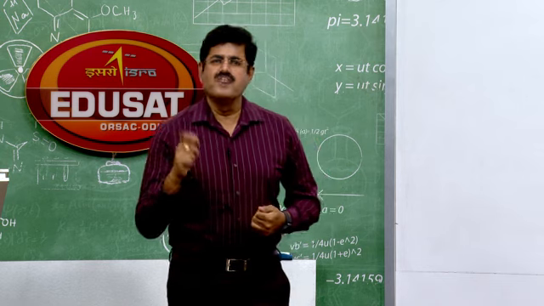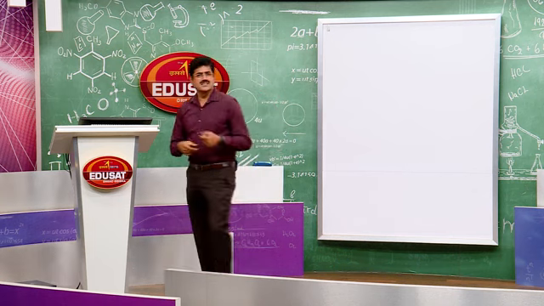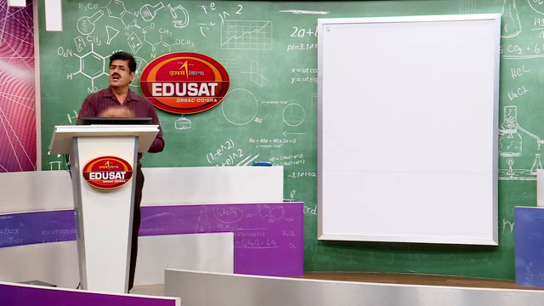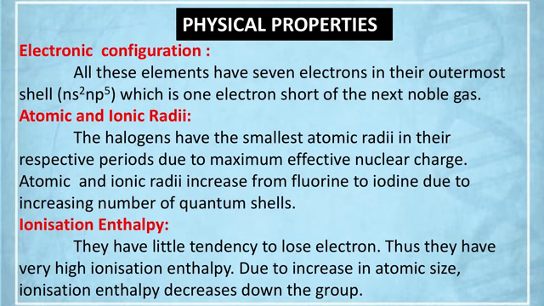Let's start with the physical properties of halogens. The physical properties of halogens are displayed on your TV screen. Let's have a look here. The first physical property we are going to discuss is electronic configuration. What is the electronic configuration of halogens? The outer shell electronic configuration is ns2 np5. What does it mean? 2 electrons in s orbital, 5 electrons in p subshell, ns2 np5.